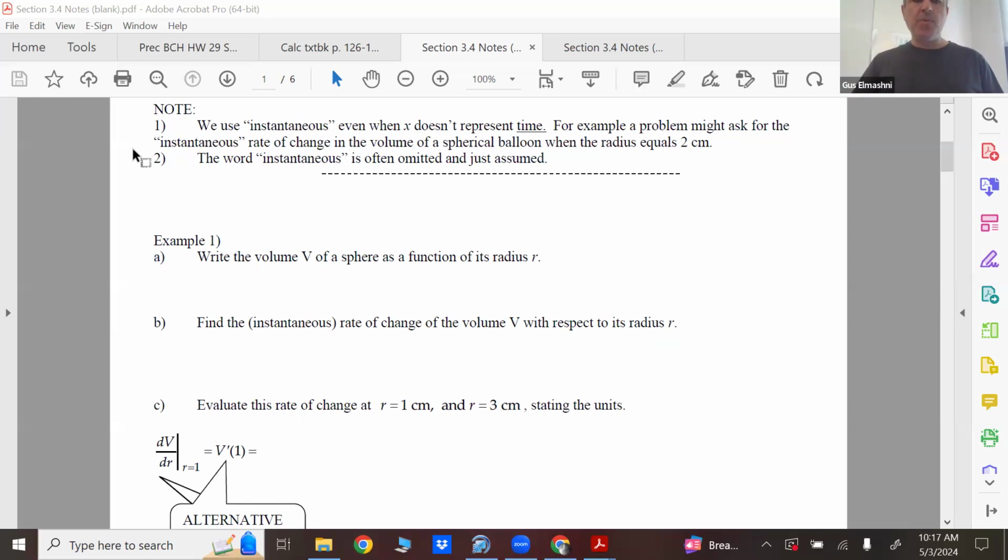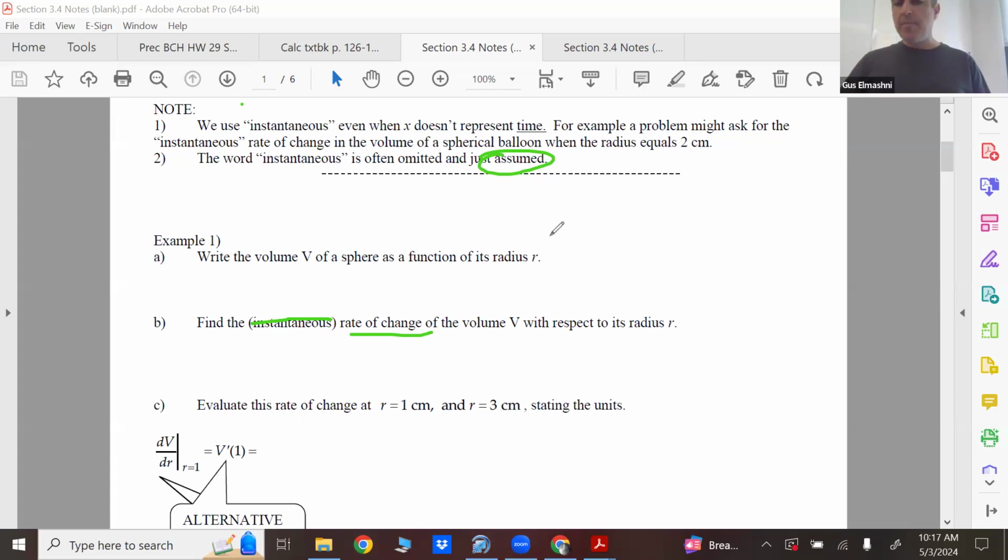And just so you know, sometimes the word instantaneous is not used all the time. If you don't see it, just assume it. Like if you're asked to find the rate of change of something and you don't have the word instantaneous, assume it's a derivative. If it's an average rate of change, you'll be told that. You'll be explicitly told it's average rate of change. If you just see rate of change, assume it's a derivative.